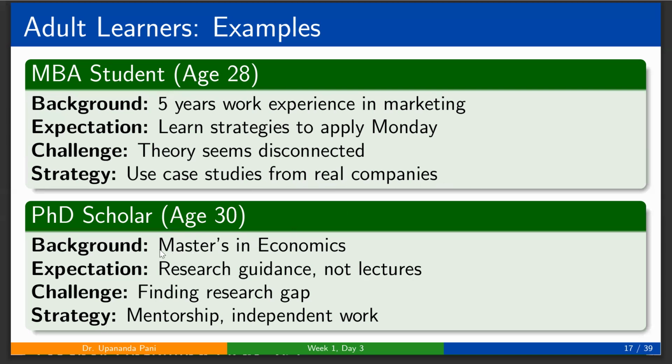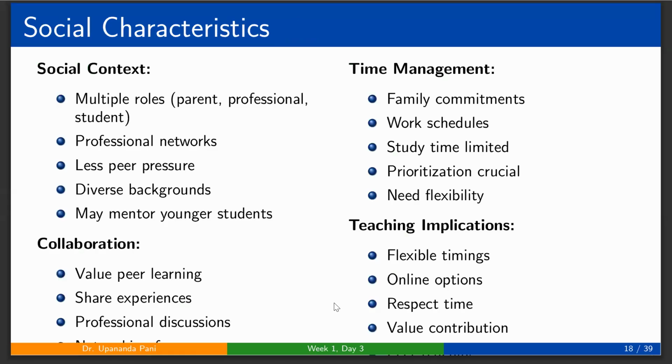Take a PhD scholar, let's say the age is 30, and the background is a master's in economics. The expectation is research guidance, not lectures. The challenge is to find the research gap, so the strategies are mentorship and independent work. So for adult learners, the strategy should be a little more advanced.